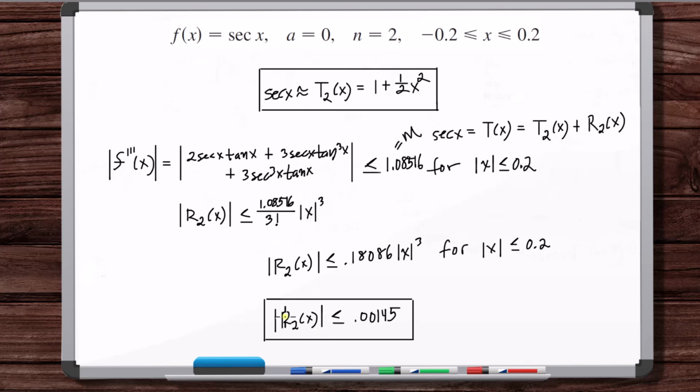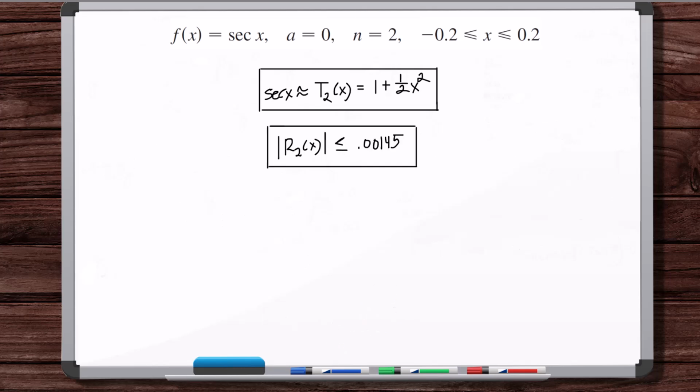We're just answering the question that we were asked at the beginning. What is the absolute value of R sub 2 of x? We can plug in any x we want. What is the largest that the magnitude of that could possibly be? No matter what x you plug in, as long as it's between minus 0.2 and 0.2, no matter what x you plug into R sub 2 of x, the absolute value of that is never going to be bigger than this.